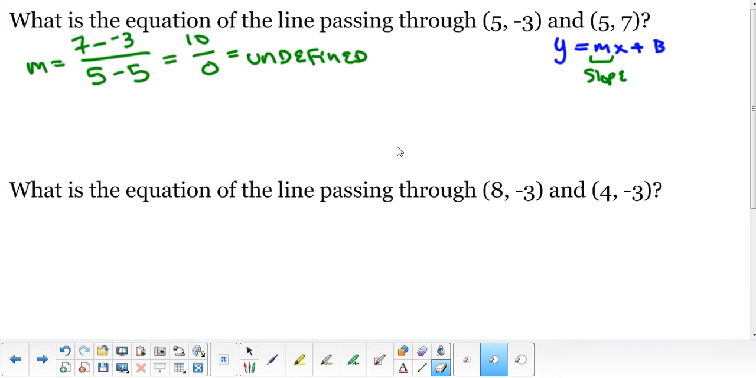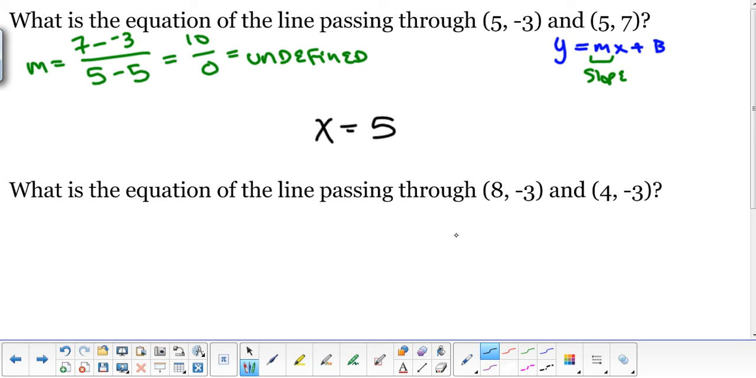So I look on this one, what do I notice about my 2 points? Yeah, both x's are 5. So if my x is always 5, then that's my equation. That's the equation of the line. This equation tells me all of the points. This tells me how steep the line is, but this tells me all the points.